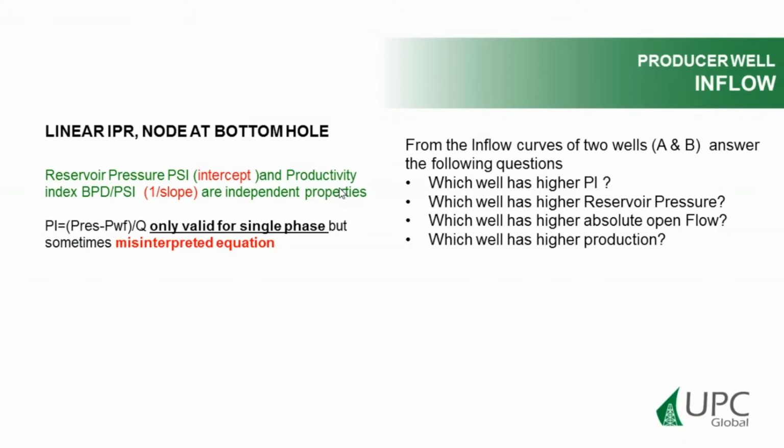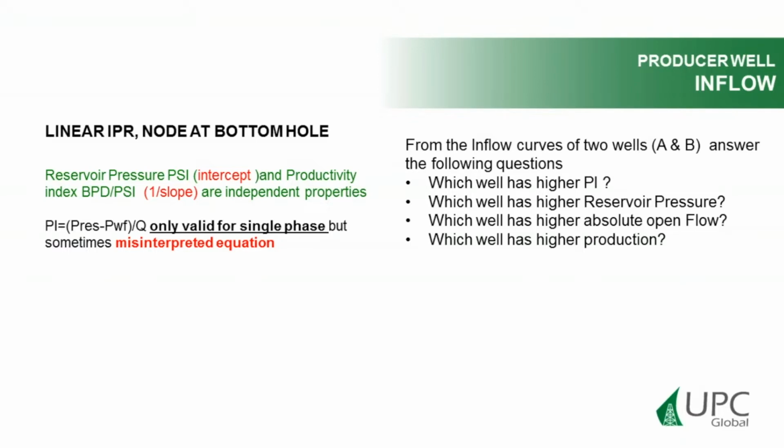Many people think that if I have a high pressure, then I have a high productivity index, or if I have low pressure, I have a low productivity index. You can have high pressure and high productivity index, high pressure and low productivity index. You can have low pressure and high productivity index, and low pressure and low productivity index.